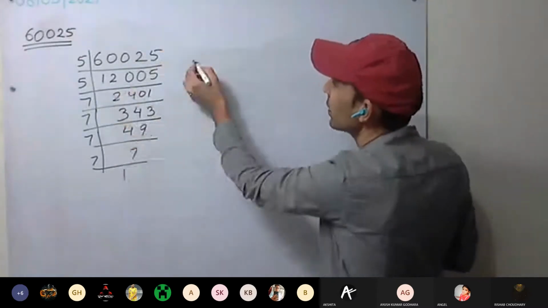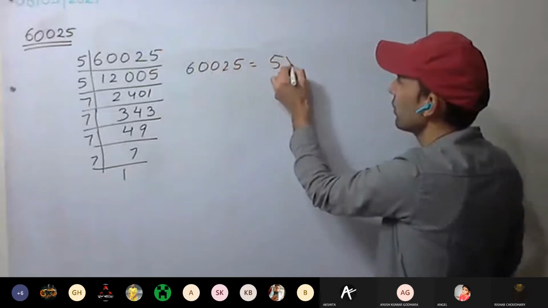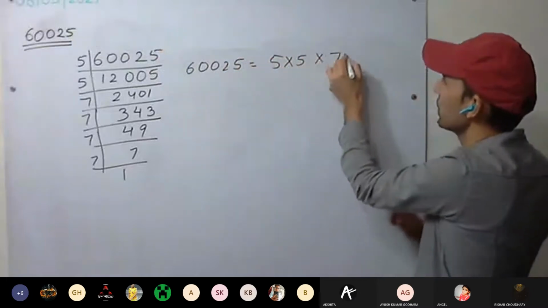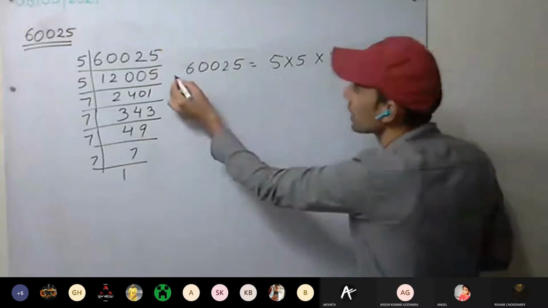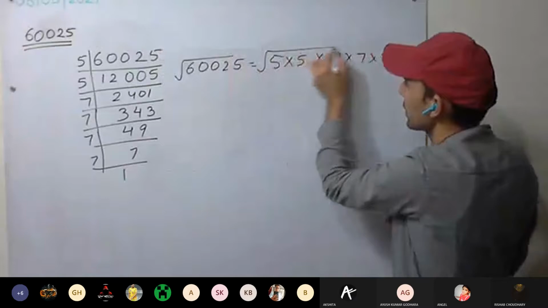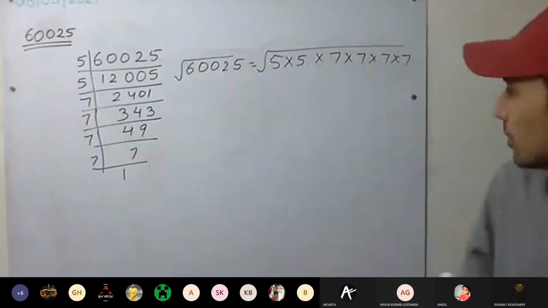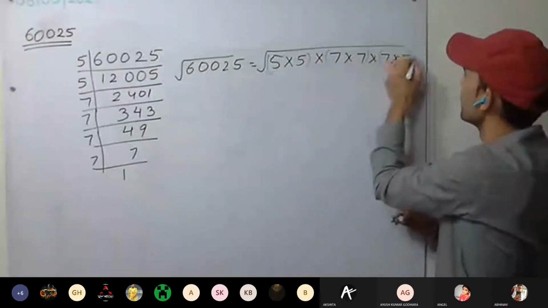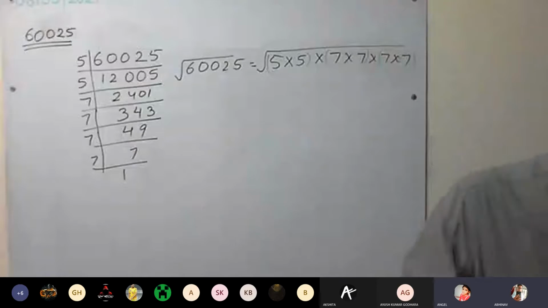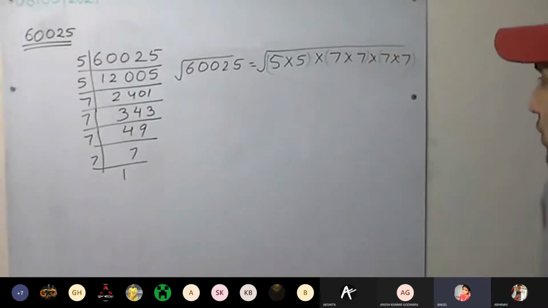Okay. Now we'll write 60025 equals 5 into 5 into 7 into 7 into 7 into 7. How many times? 4 times 7. Take the root. Make the pairs. So 5 into 7 into 7. Sir, 5 into 49 is 245. That is fine.